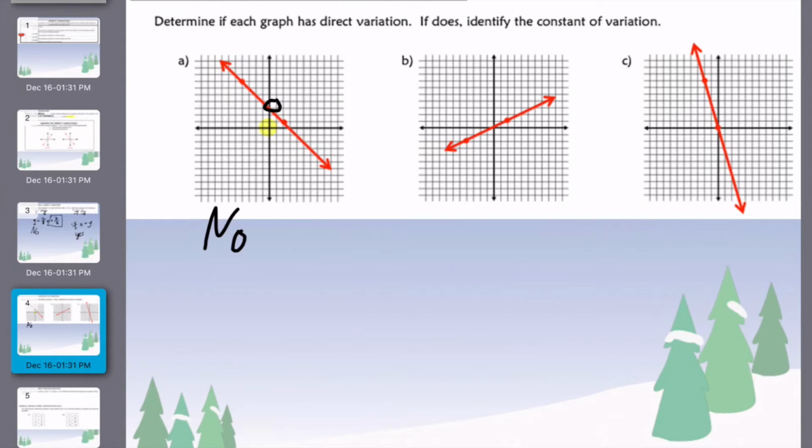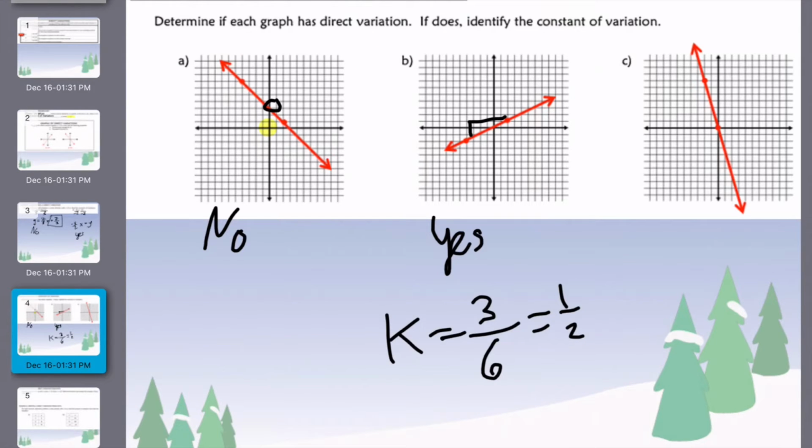When I look at part B, I can automatically see that it goes through the origin, so that probably means that it is a direct variation graph. Now I need to figure out what that constant of variation is. And again, this is very much like finding the slope. In fact, slope is essentially your constant of variation. So I can look and see how I go from one point to the next, and I see that I have to go up 3 and to the right 6. So 3 over 6, or 1/2, is going to be my constant of variation.